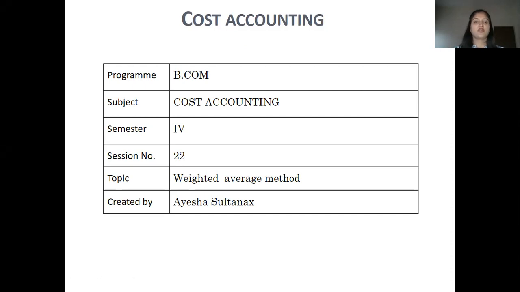Already we have studied session number 21, in which we studied the simple average method. Now let us move on to the weighted average method. In this method, price is calculated by dividing the total cost of materials in the stock from which the materials to be priced could be drawn by the total quantity of materials in that stock. This is how we need to calculate. Now, let us move on to the problem.